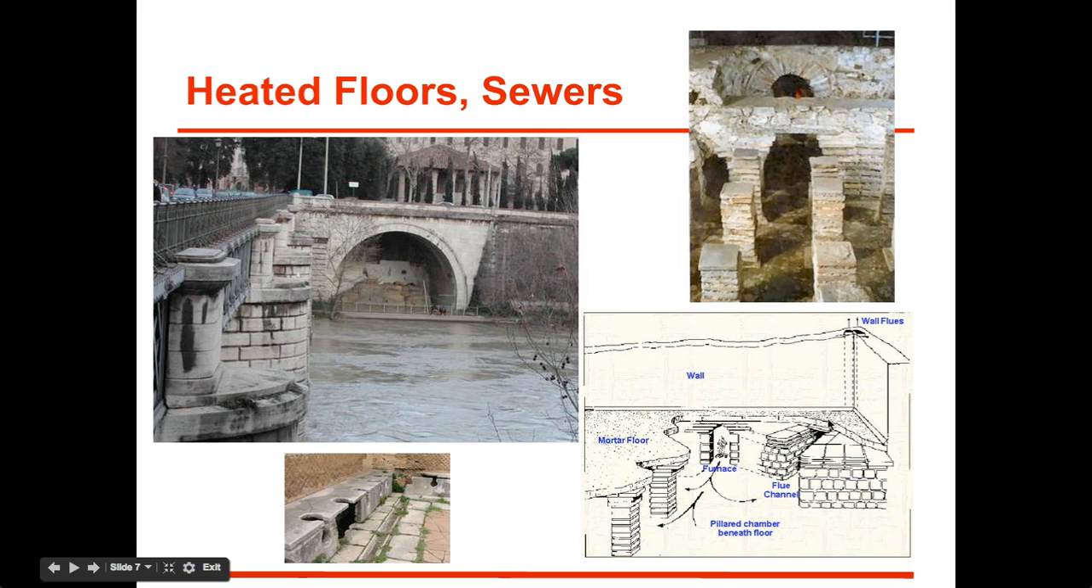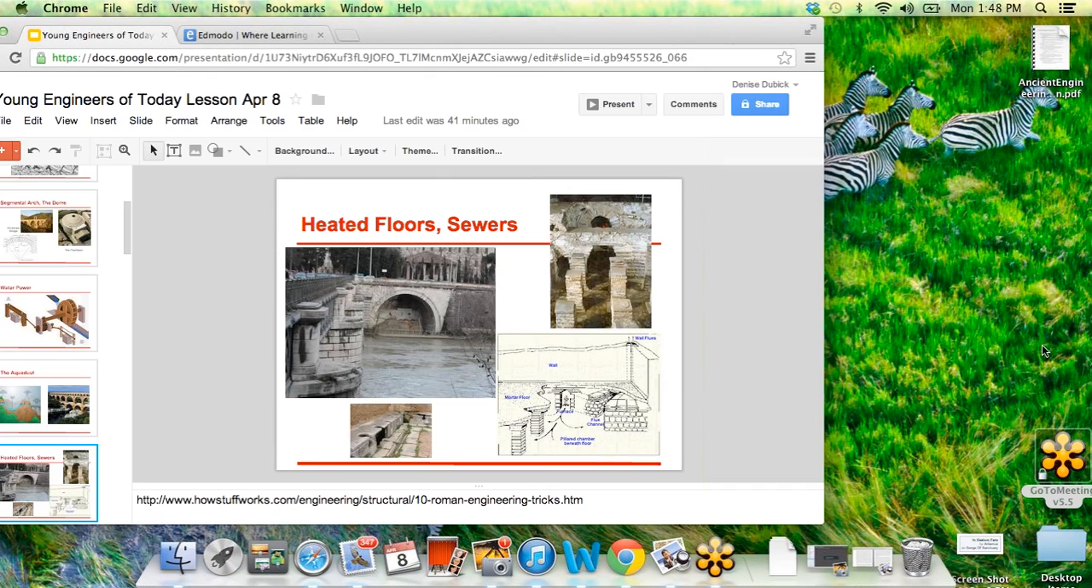And heated floors. This is also an example. They had to find a way to heat their homes without an open flame. Who here can take a guess why heating with fire might lead to some problems? Why did they want to avoid every person in Rome firing?